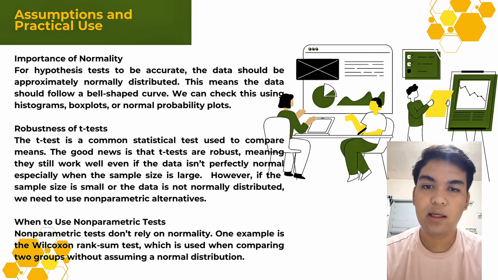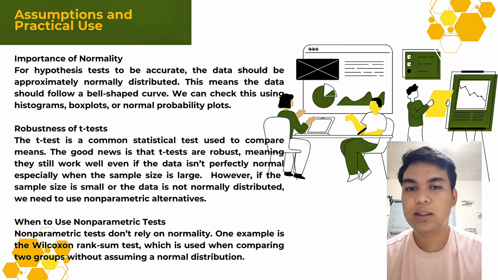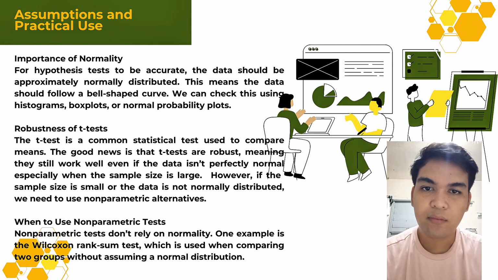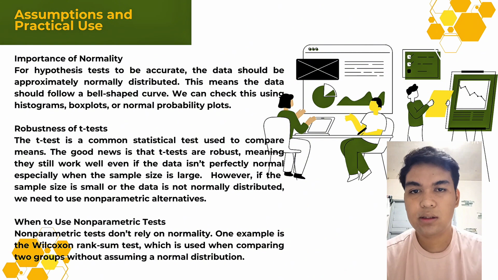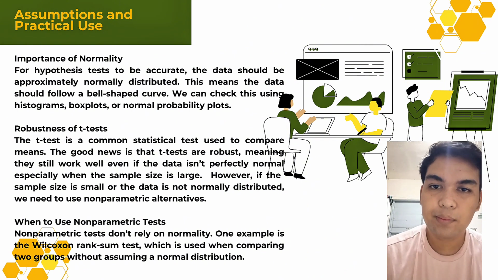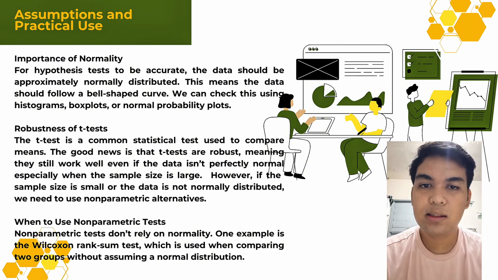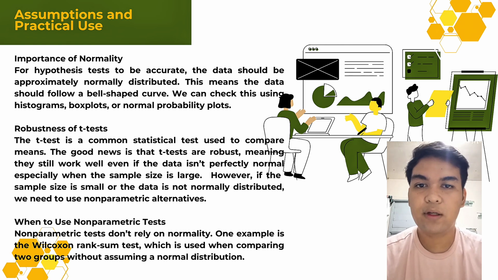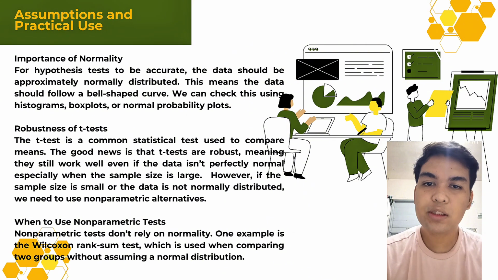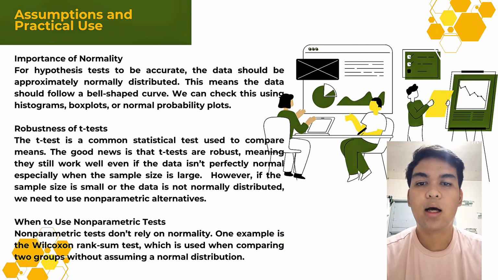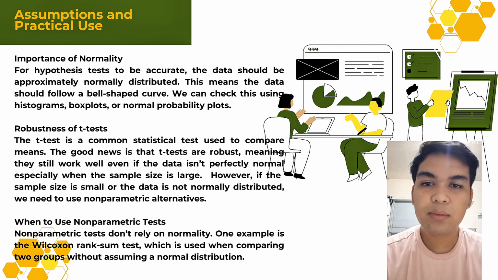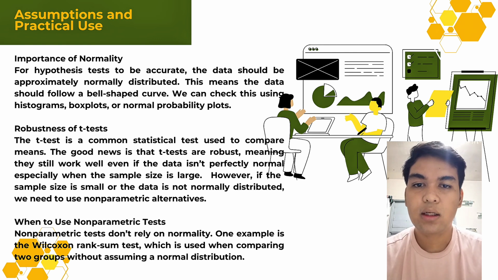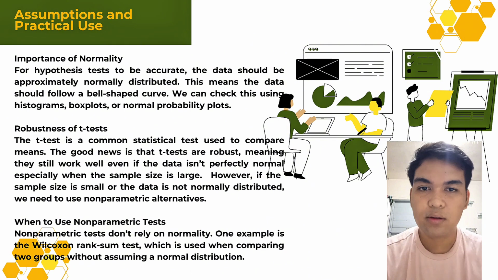But what if the data isn't perfectly normal? That's where t-tests come in. The t-test is a common statistical test used to compare means. The good news is that t-tests are robust, meaning they still work well even if the data isn't perfectly normal, especially when the sample size is large. However, if the sample size is small or the data is not normally distributed, we need to use non-parametric alternatives.